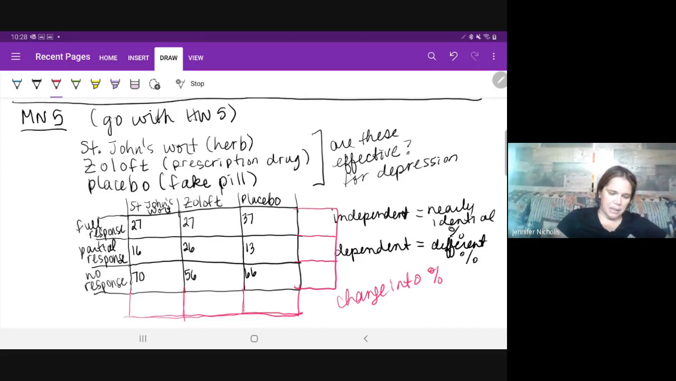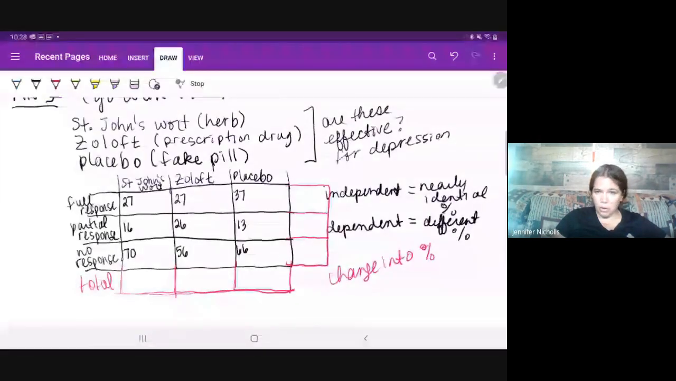So how do I find the total of this column? How do you find the total of that column? Or what is the total of that column? So what do you think? What's the total of that column? And then sometimes they give you the total, and then sometimes they don't give you the total. So what's the total?